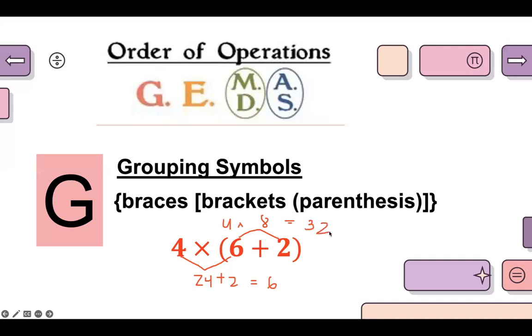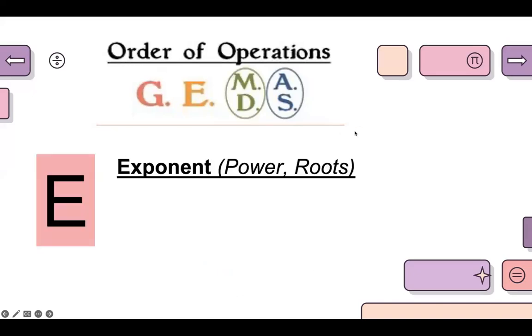Okay, after G, we have here E. And E stands for the exponent or the power or roots. You need to solve first for the exponent before multiplying, dividing, adding, or subtracting. Okay, so we already studied about exponents. So we have here the base and the exponent. Say for example, we have 4 times 2 cubed.